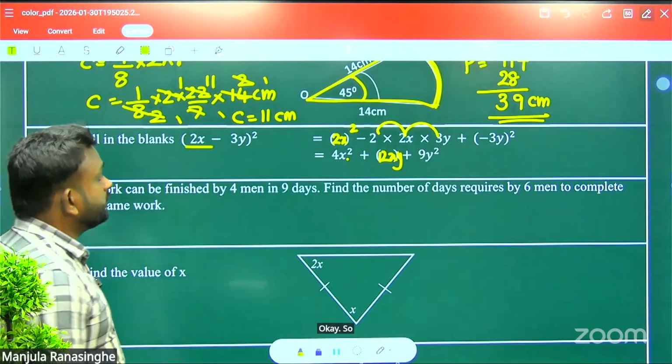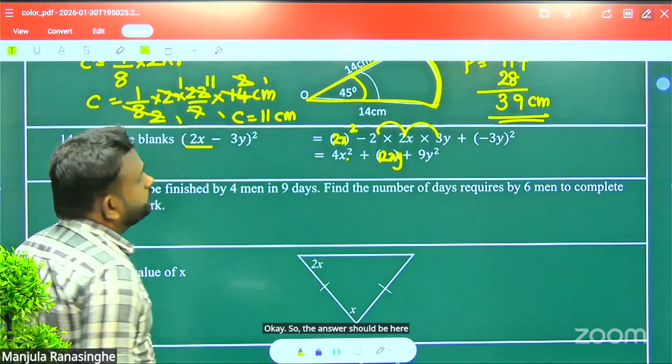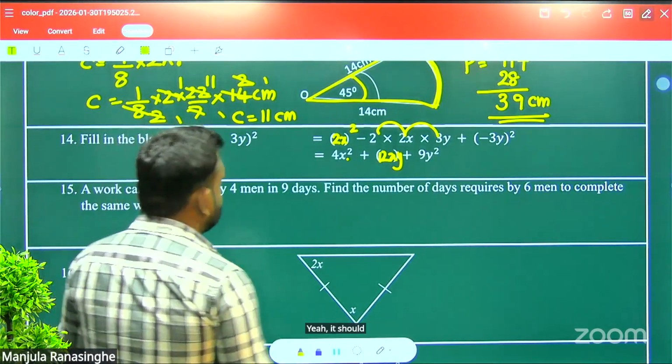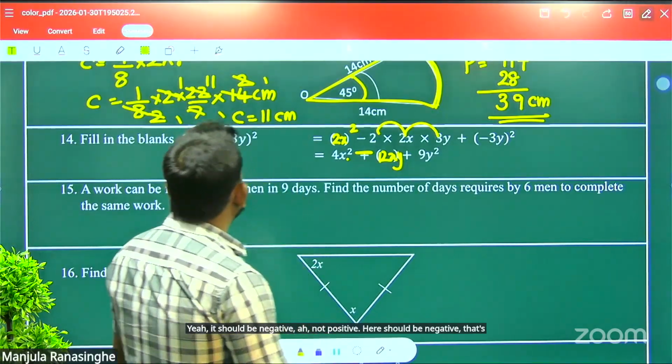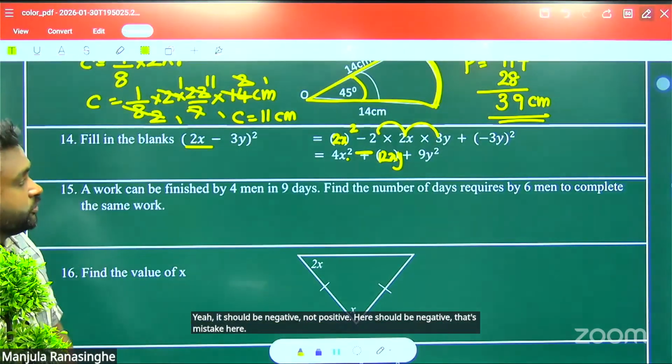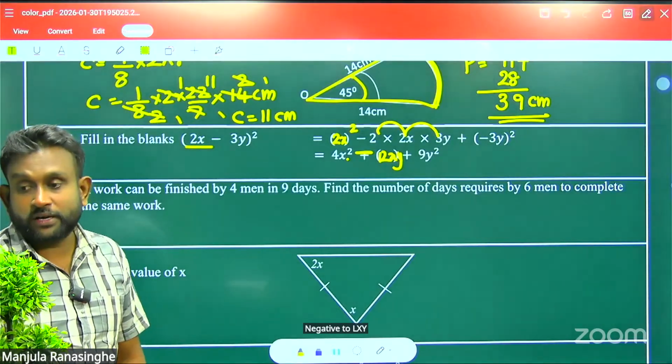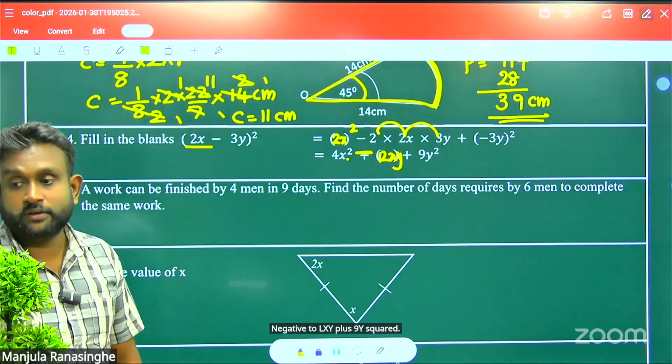So the answer should be here 12xy. Here it should be negative, not positive. Here it should be negative. That's the mistake here. Negative 12xy plus 9y squared. Okay, right.